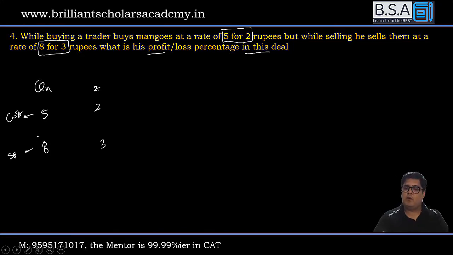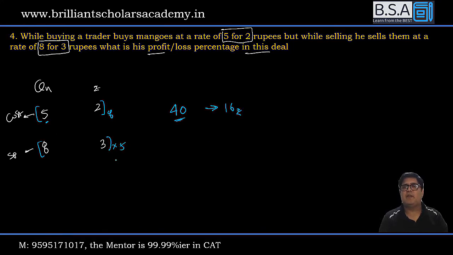Whatever you have purchased, you must sell to calculate profit or loss. So this 8 I can cross multiply. I will multiply this 8 here. So while purchasing, a quantity of 40 mangoes were purchased for 16 rupees. I will take this 5 and multiply that 5 here. While selling, the quantity was 40. And how much were they sold for? 15 rupees. This is CP and this is SP.